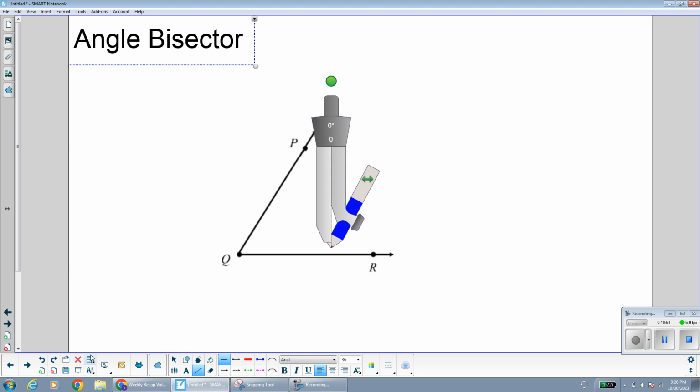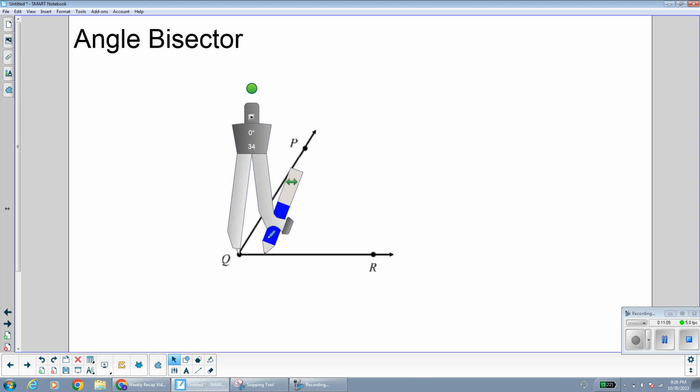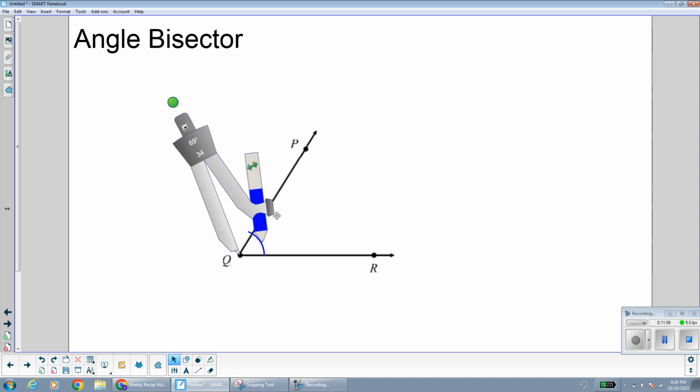Okay, here we're going to be bisecting an angle. So what we're going to do is we're going to put our compass on the vertex of the angle that we're bisecting, and we're going to swing an arc. It does not matter the distance that you use for this arc.